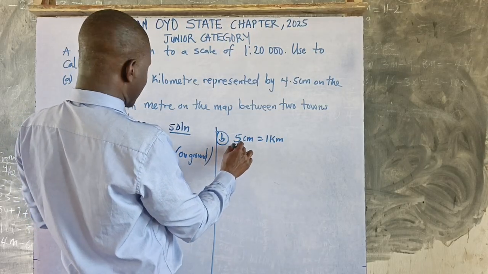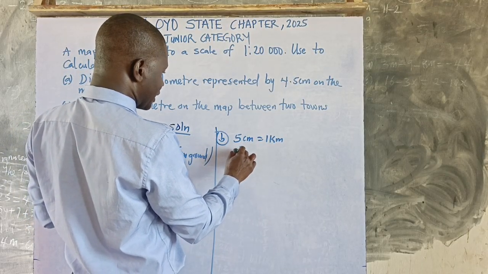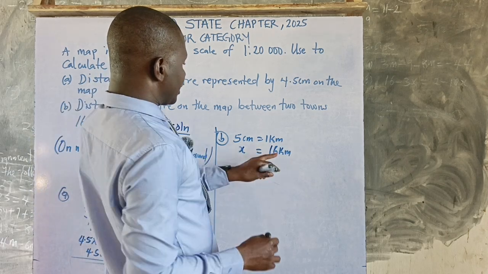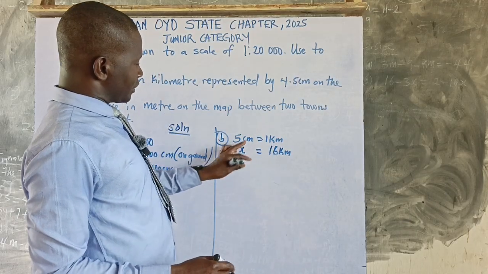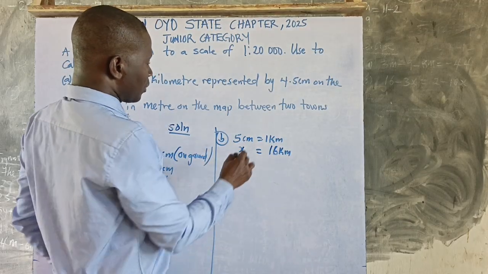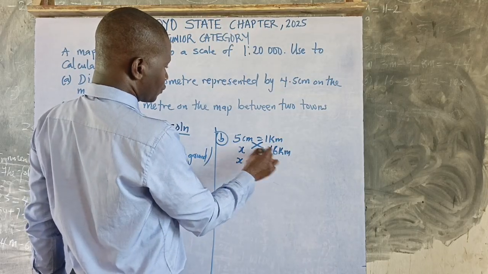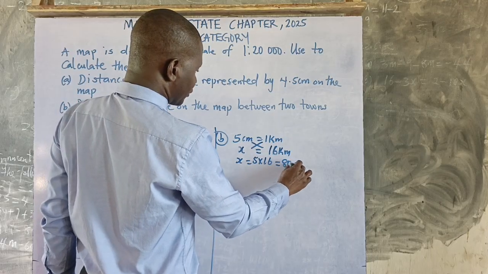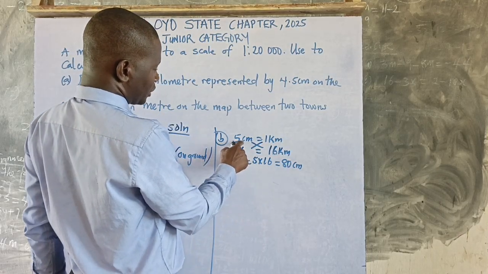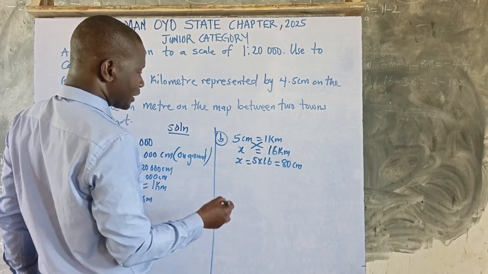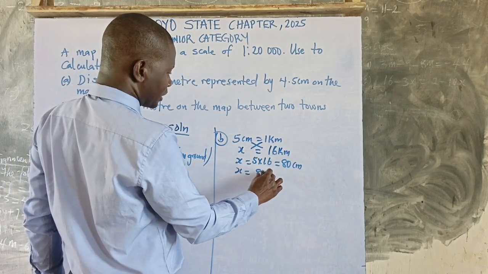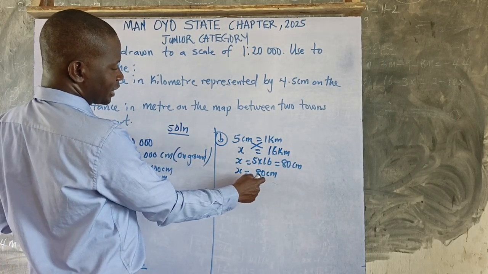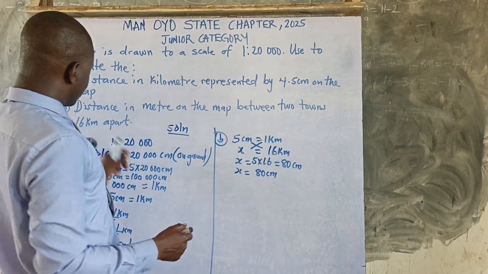Now let's denote this side by x. We have 16 kilometers here, and we want the equivalent value in centimeters using the scale we are given. When we cross multiply, we have x equals 5 times 16, which equals 80 centimeters. So x equals 80 centimeters. That is, 16 kilometers is the same thing as 80 centimeters on the map using the scale we are given. This is the real value.